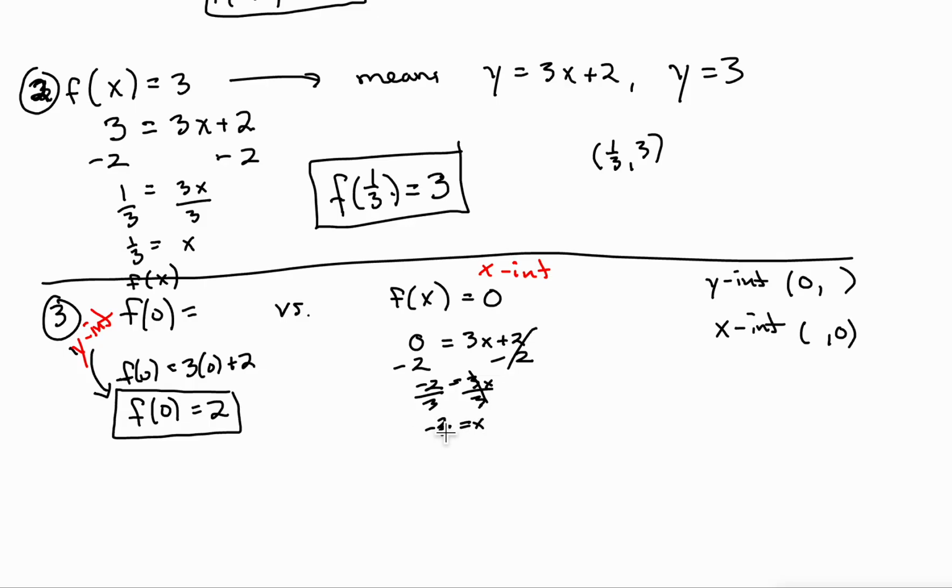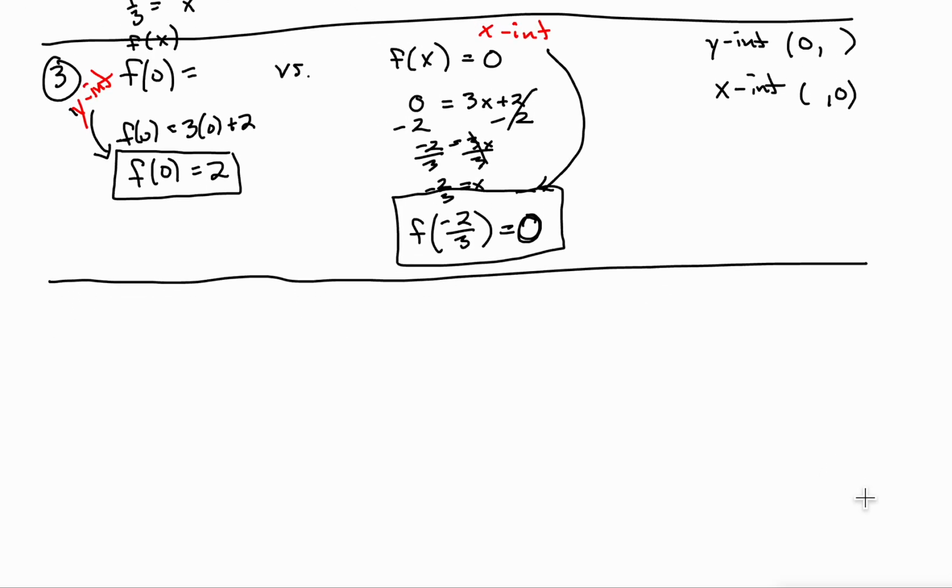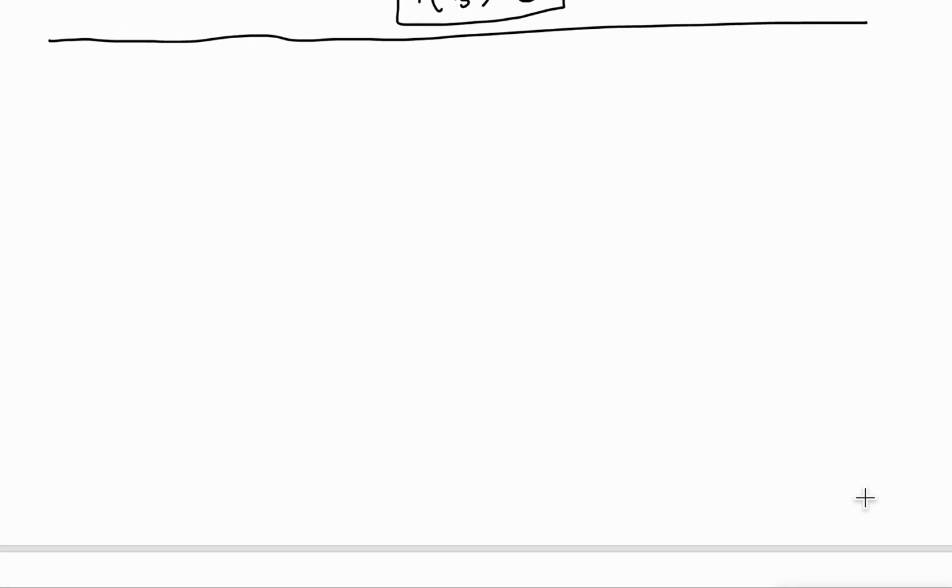equals -2/3. So that means in function notation, f of -2/3 equals 0. And that is our x-intercept because y equals 0. The y part equals 0. Now, that's using the zeros as important points. Now what we're going to do is some solving.